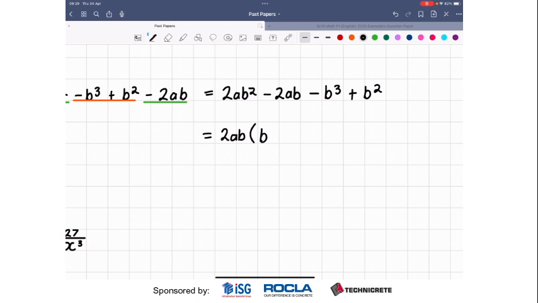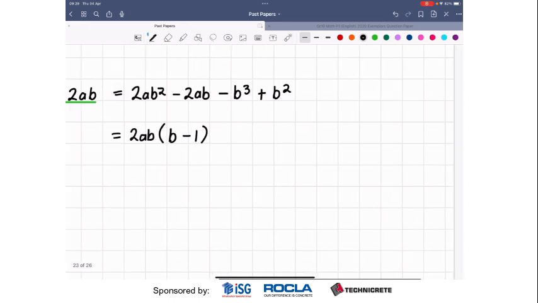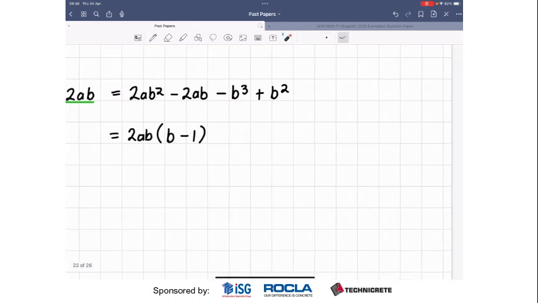And then from this one, what I have left is just a negative 1, because I've taken out the whole 2ab here at the front. So this is minus 1. Then for these next two, I'm going to take out a common b squared. And what I'm left with is, so I've got plus b squared here on the outside. And then I've got brackets, and I'm left with a negative b from the first term. And then from the second term, I'm just left with positive 1.